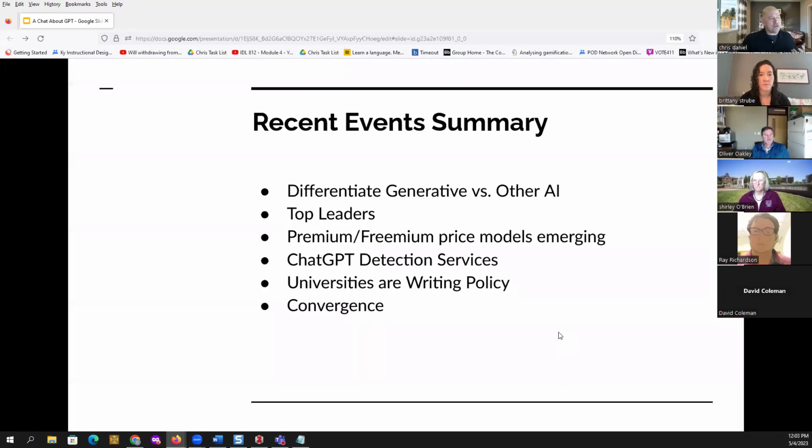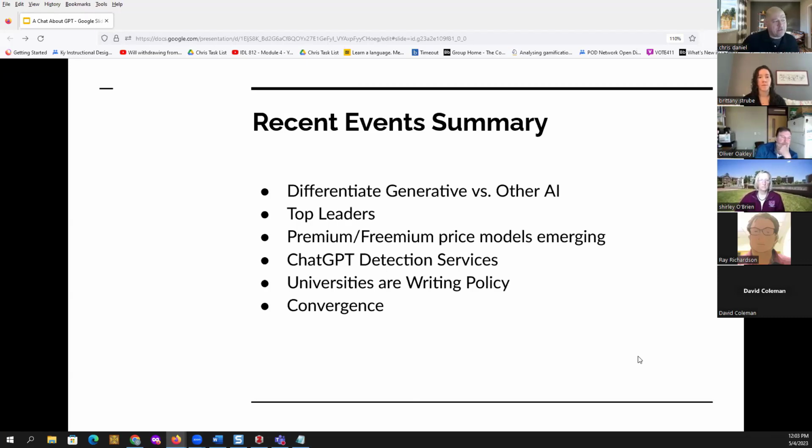So let's talk about some recent events. First of all, I want to differentiate generative versus other types of AI. Artificial intelligence, this notion of advanced computer programming to make complex decisions, that's not new. This generative text and image technology is a bit newer. And we probably have some computer science folks in the room or others with expertise who could really speak to that. And just realize we've got our feet in multiple pools here.